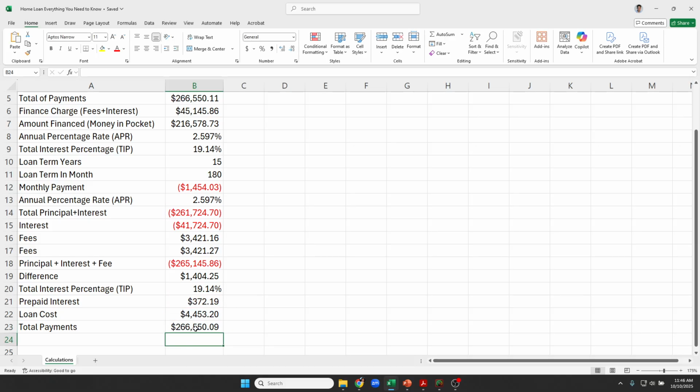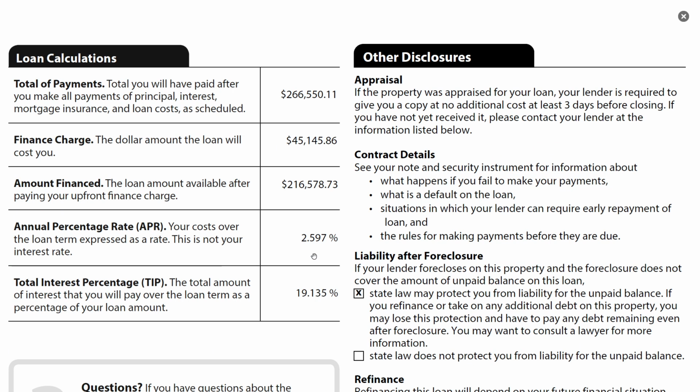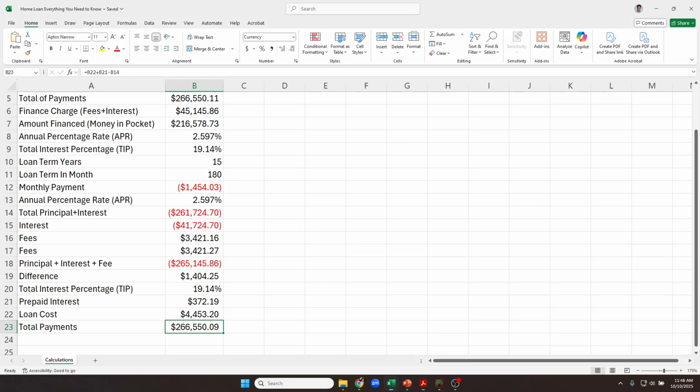As you can see, this is exactly the same as what the loan closing document says at the end that the total payment would be. So $266,550 is the total payment. And we go to the last page of the document. So this is what that number is. This includes simply the loan cost, prepaid interest, and the principal and the interest.